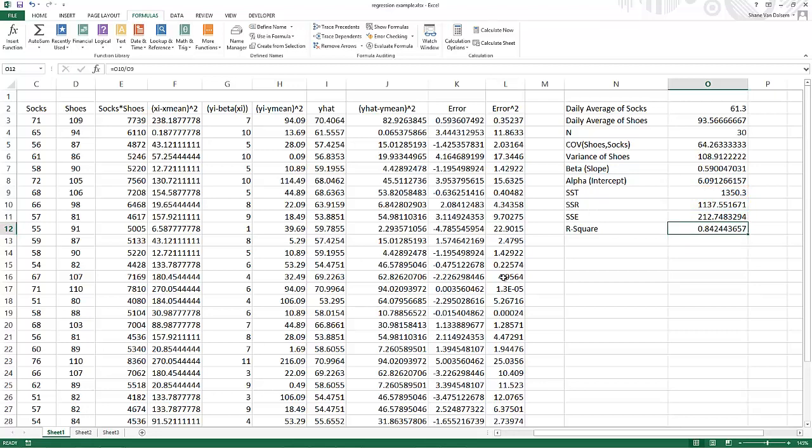So what that means is that the variability of X, in this case our shoes, explains 84.24% of the variability in the socks. So it does a pretty decent job. So we probably could use this to predict the number of socks we could order.